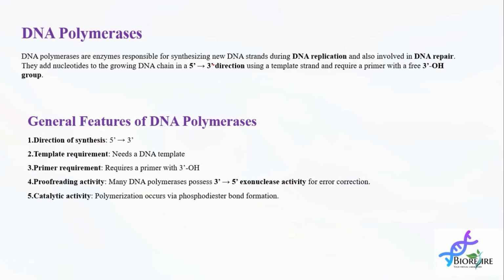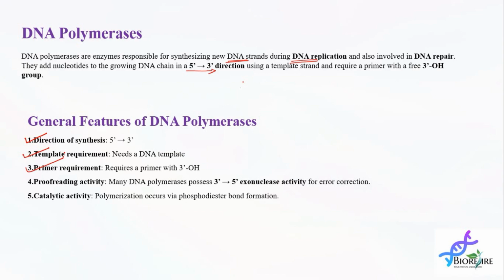DNA polymerase is the enzyme that is responsible for synthesizing the DNA strand during the DNA replication process, and it is also helpful in the DNA repair machinery. It adds nucleotides in the 5' to 3' direction, and it requires a free OH group. General features: direction is 5' to 3'. The template strand requires a DNA template. It is a template dependent DNA polymerase, meaning it needs a DNA template to synthesize the new strand.